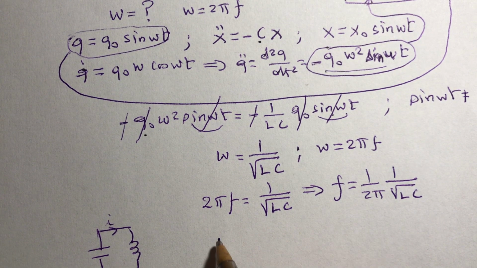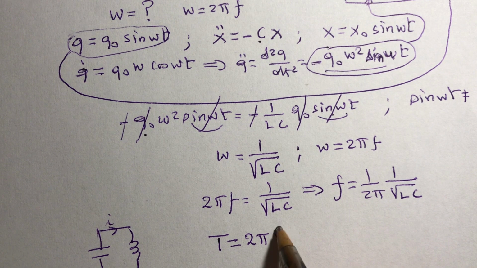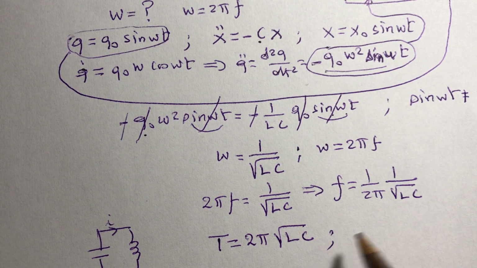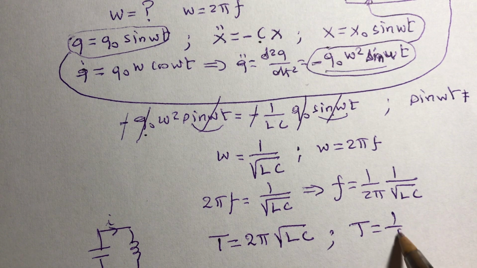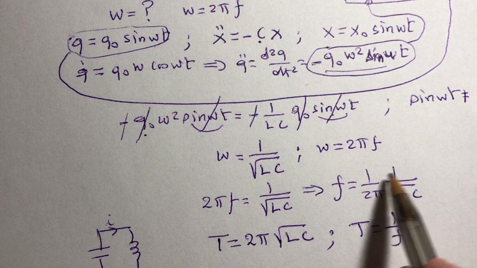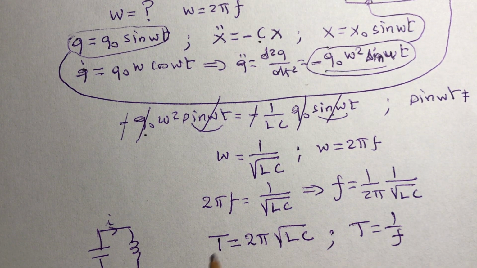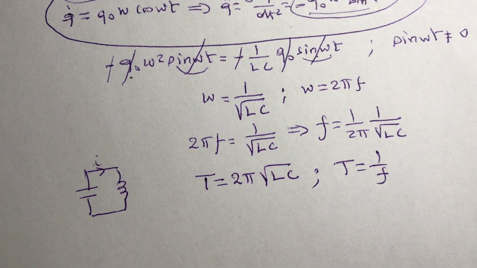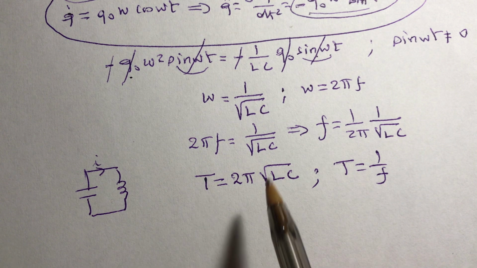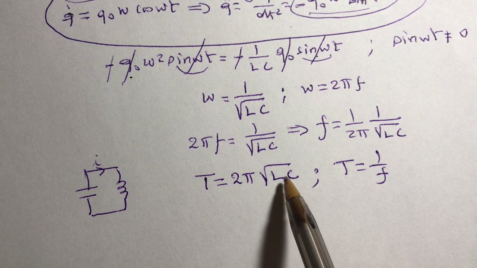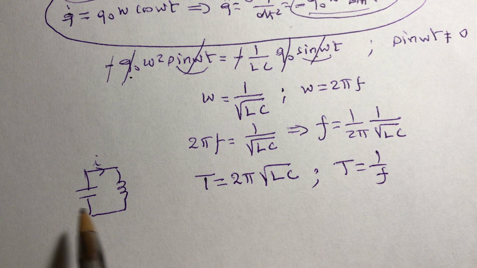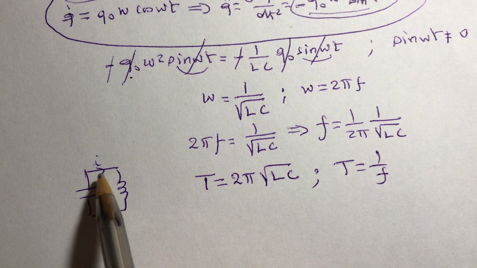So the period of oscillation, or the period for one cycle, is equal to 2 pi square root of L times C. Why? Because the period is equal to 1 over the frequency, and if you flip this, you get that. So now you can make a clock out of this. How? You can choose an inductor or capacitor such that it gives you 1 second, and then you have 1 oscillation per second.